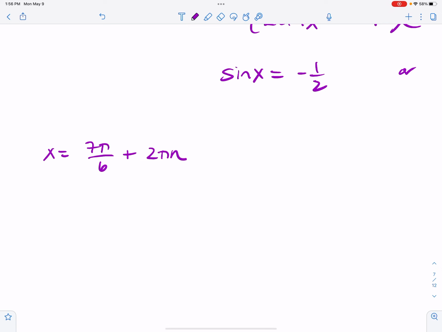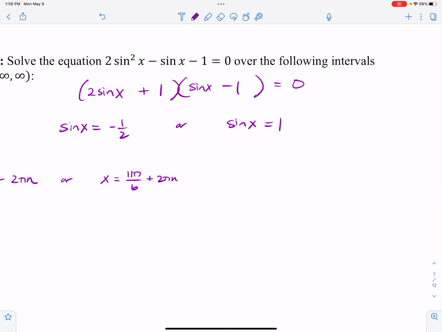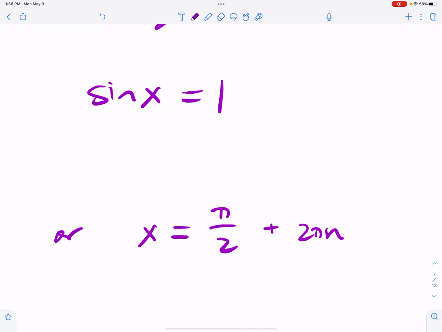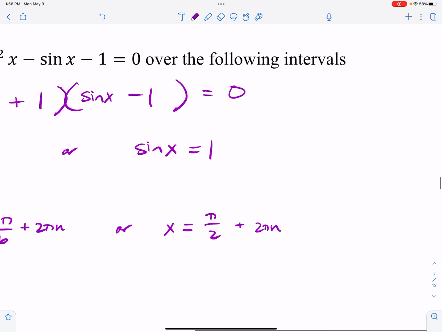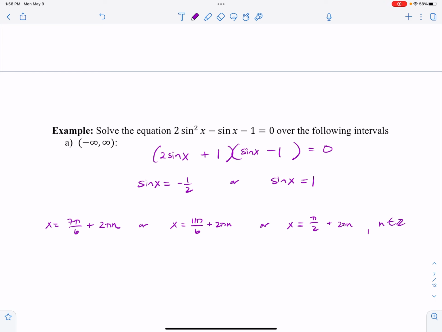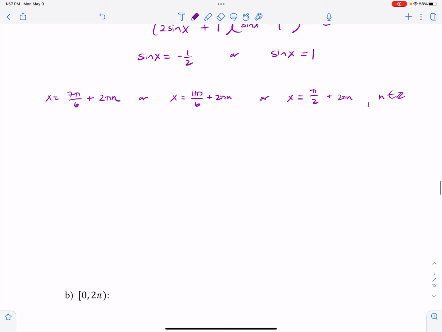And then adding 2 pi n to include all of the coterminal angles. Or x would be equal to 11 pi over 6 for the angle in quadrant 4, and add 2 pi n. And then for where sine is equal to +1, looking at this equation, that would just be at pi/2. And then I'd add 2 pi n to include all of the coterminal angles. And don't forget to define n as an element of the integers. So that's our general solution set, those three statements, which are all sets of coterminal angles.